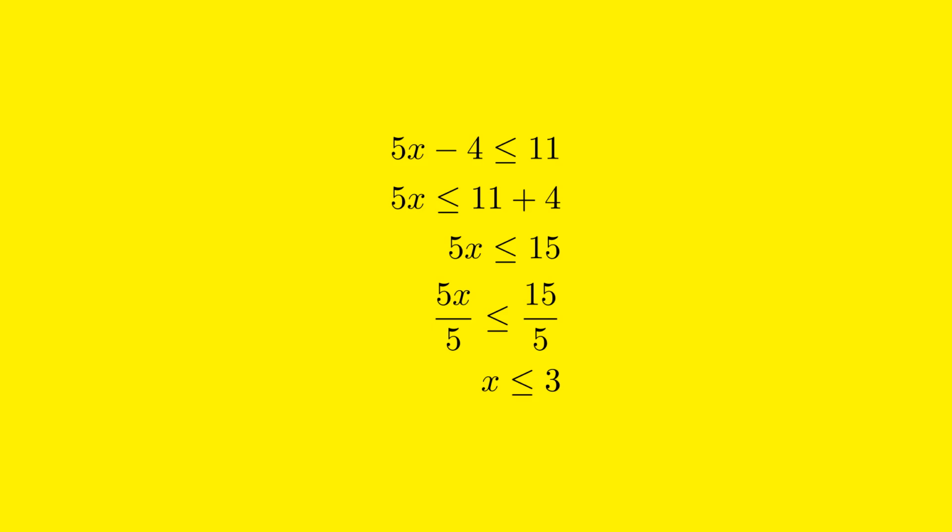Next, to isolate x, we want to get rid of the 5 that is being multiplied with x. To do this, divide both sides of our inequality by 5. Doing the same operation on both sides maintains the balance of our inequality. So dividing both sides by 5, we get x ≤ 15 divided by 5. This simplifies to x ≤ 3. Thus, the correct answer is x ≤ 3.